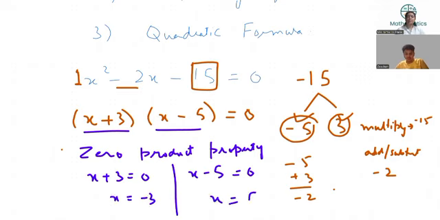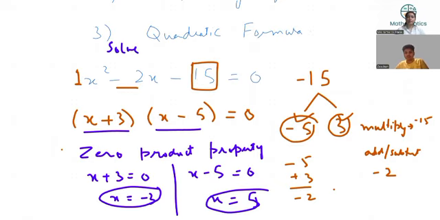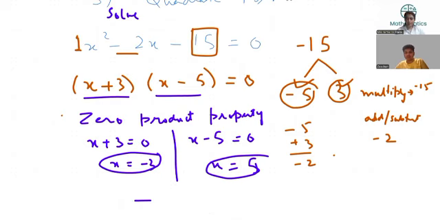The question says solve the quadratic equation. So we have solved the quadratic equation and we get the two values of x. The values of x are negative 3 and positive 5. Is it clear? Yes. Can you tell me what was the degree of this equation?